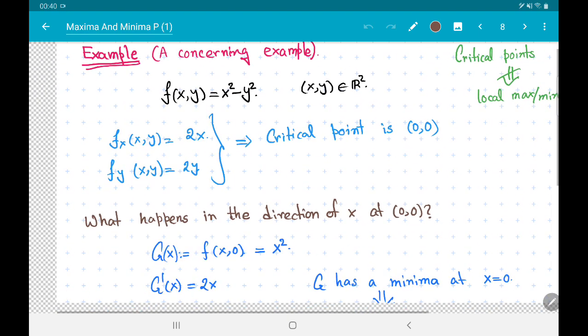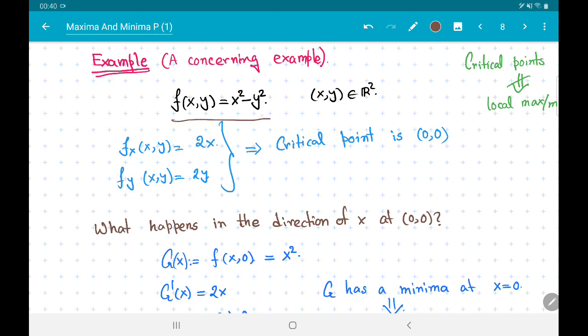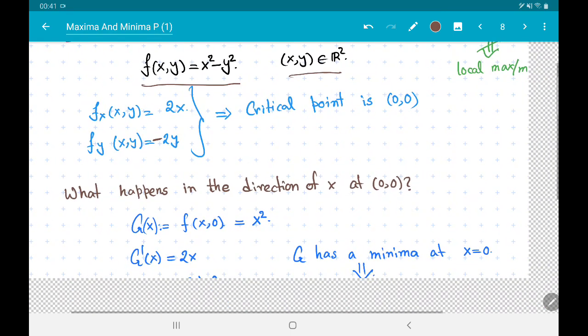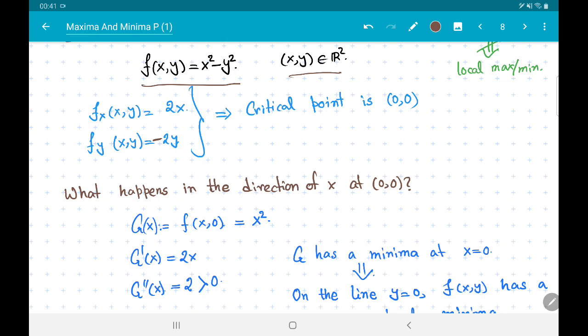So here is the example. I take f(x, y) to be equal to x square minus y square. Again, our domain is the whole of R2. If we want to compute the partial derivatives with respect to x and y, we will see that fx is equal to 2x and fy is equal to minus 2y, and consequently the only critical point is given by the origin.